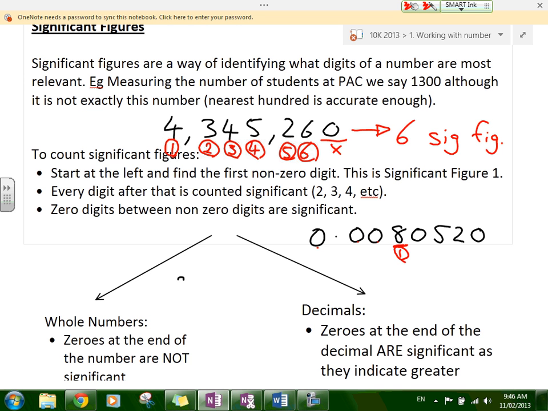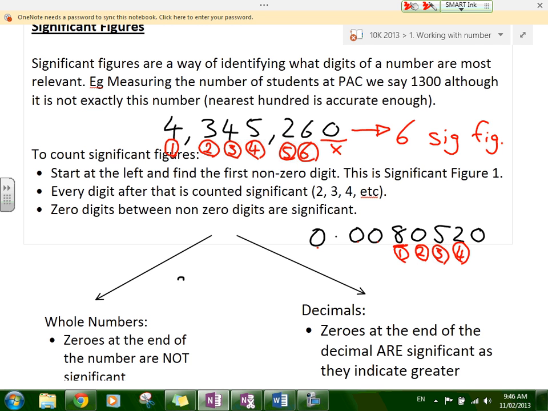Now the next digit is a 0 as well, but what's different about this one is it's a 0 between two non-zeros. And so it is counted. So we count that as number 2. Then the 3 is counted as a significant figure. The 2 is counted as a significant figure as well.